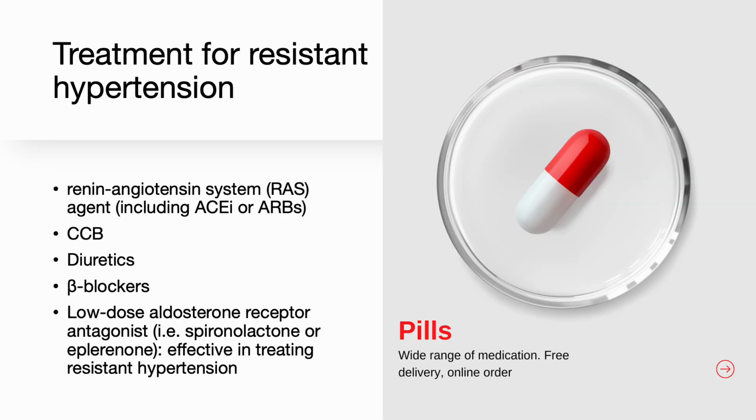Treatment for resistant hypertension generally involves a combination of medications from different classes, such as renin-angiotensin agents, including ACE inhibitors, ARBs, or direct renin inhibitors, calcium channel blockers, diuretics, and possibly beta blockers. Clinical studies have demonstrated that adding a low-dose aldosterone receptor antagonist like spironolactone or eplerenone can be particularly effective in treating resistant hypertension.